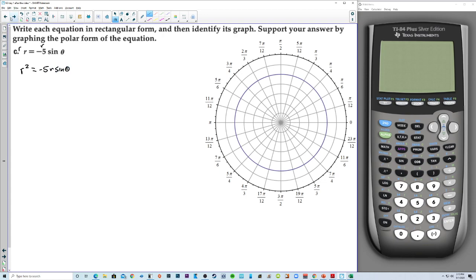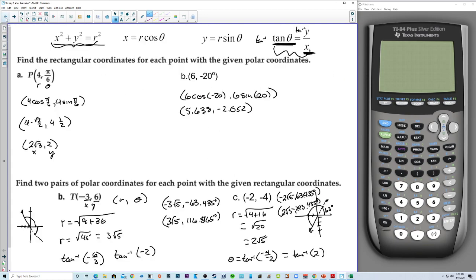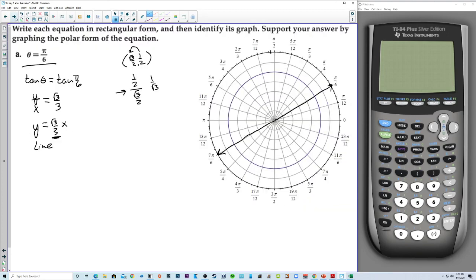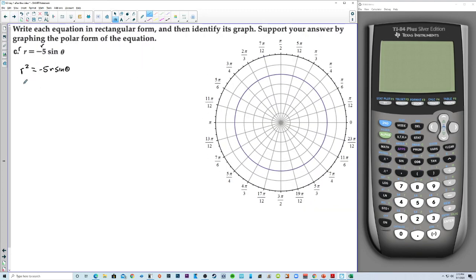If you look back at the tools that we have, we see that x squared plus y squared is the same as r squared. Well, we have r squared on the left, so I can rewrite this as x squared plus y squared. And r sine is the same as y, r cosine is x. This is not how we write the equations of circles. This is a circle, by the way.